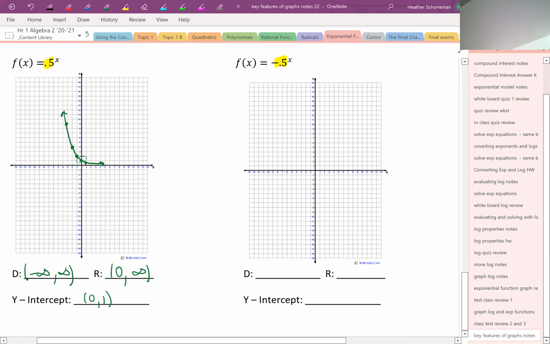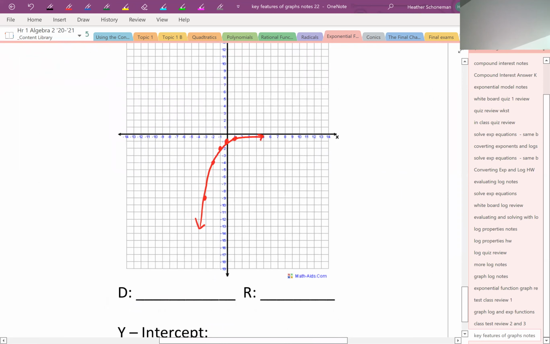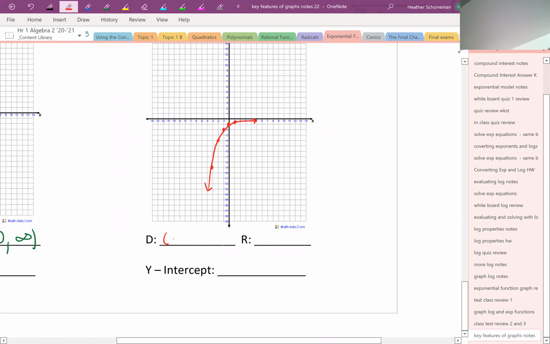So now we can plot those points. So I've got 0, -1, -1, 2, -2, 4, -3, -9, 1, -0.5. And there is our graph. So the domain for all of these is all real numbers, but the range, we have to start from the bottom up. So it's going to start at -infinity and stop at 0. My y-intercept is 0, -1.